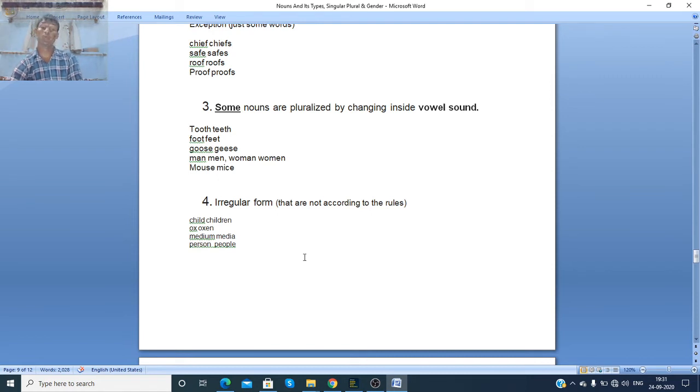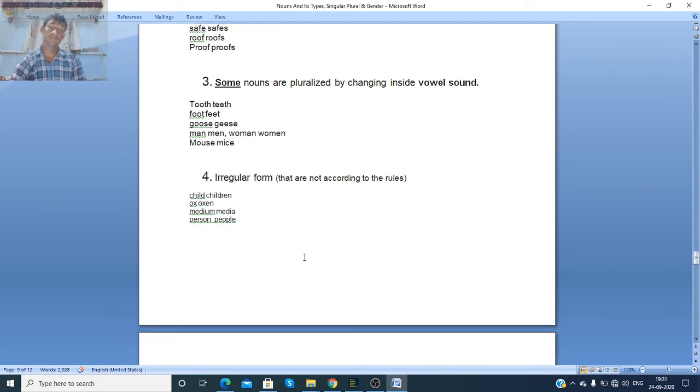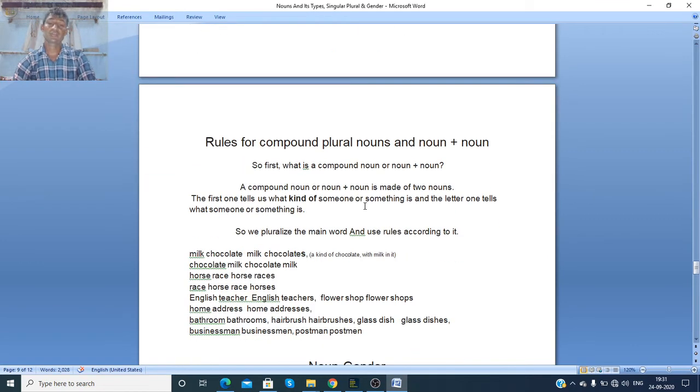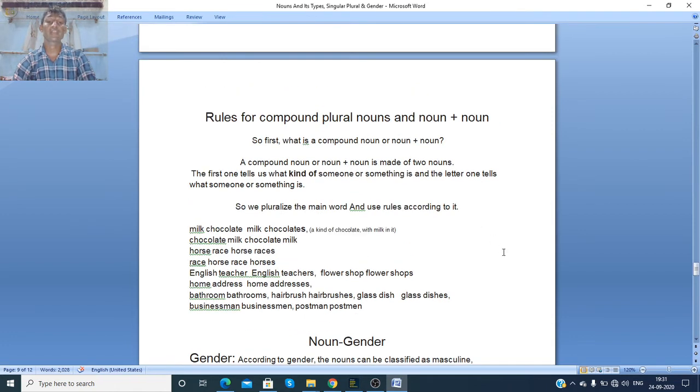Irregular means not according to the rules, like size, children, ox, oxen, medium, media, person, people. And here are the rules for compound nouns, or noun plus nouns, making them plural. First of all, the one thing that I would like to clear at the very beginning is that there is no special rule for making a compound noun or noun plus noun plural or changing their gender.